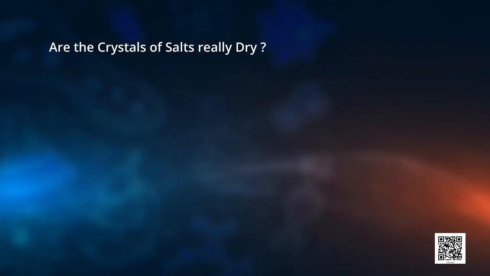So, my dear young scientists, the washing soda that we use at home for washing is Na2CO3.10H2O. And the 10H2O are the molecules of water of crystallization. At home, when you see the washing soda, is it wet or is it dry? Sure, you must be saying that it is dry. But are the crystals of salt really dry? Where is this water? Let us do some activity and check this out.